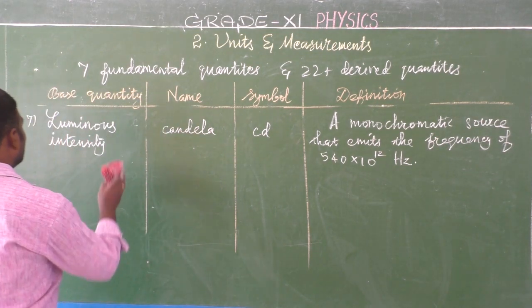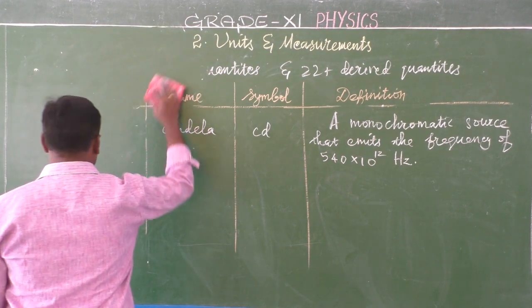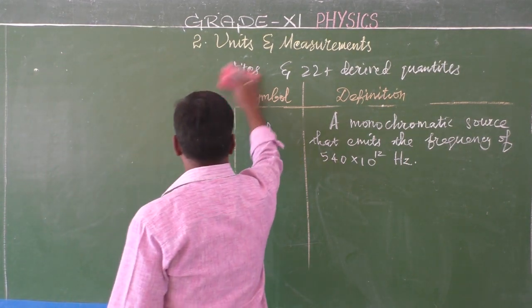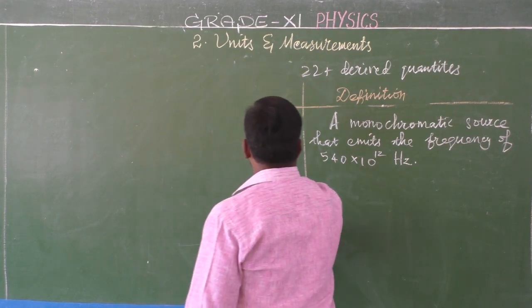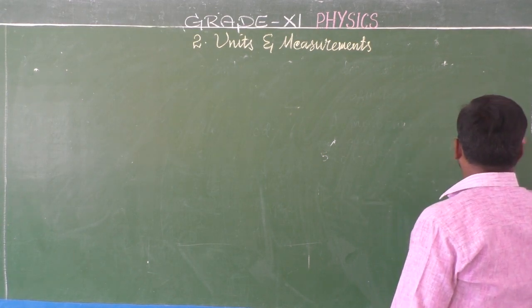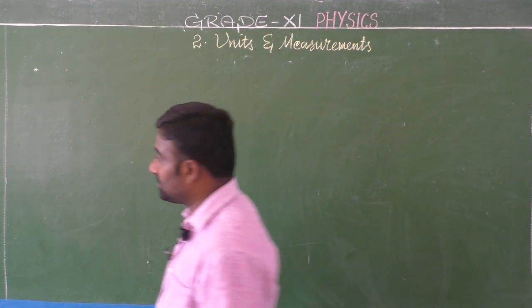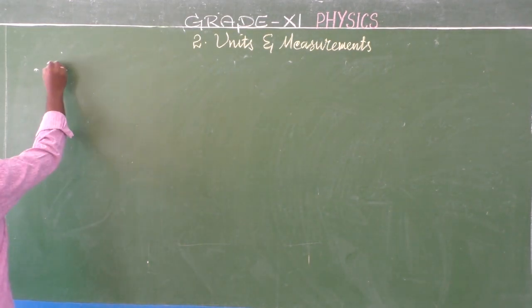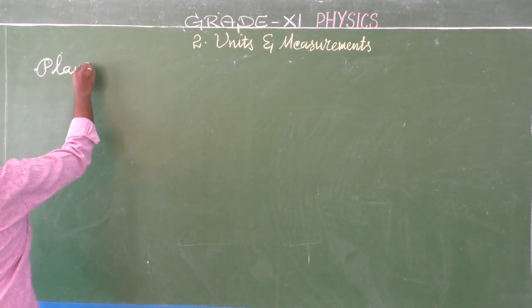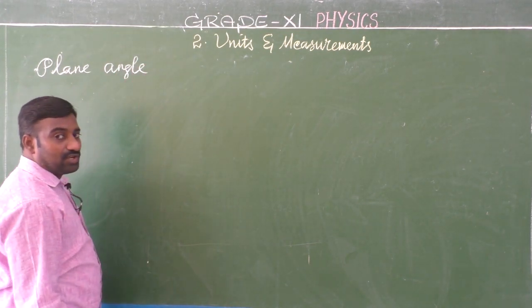Next, we have 2 more quantities apart from the 7 fundamental quantities. One is plane angle, another one is solid angle. Listen, what is a plane angle, what is a solid angle? One is a plane angle, another one is solid angle.